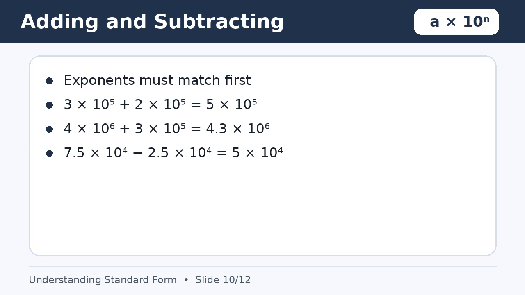Now consider 4 times 10 to the power 6 plus 3 times 10 to the power 5. The powers are different. Rewrite the second term using 10 to the power 6. 3 times 10 to the power 5 becomes 0.3 times 10 to the power 6. Therefore, 4 times 10 to the power 6 plus 0.3 times 10 to the power 6 gives 4.3 times 10 to the power 6. Similarly, 7.5 times 10 to the power 4 minus 2.5 times 10 to the power 4 gives 5 times 10 to the power 4. The exponents must match before the coefficients are added or subtracted.